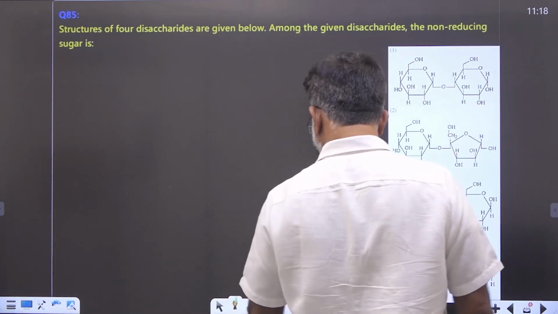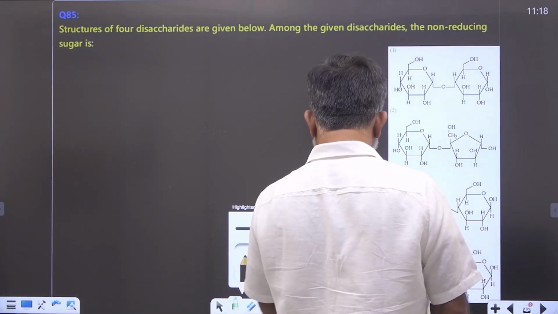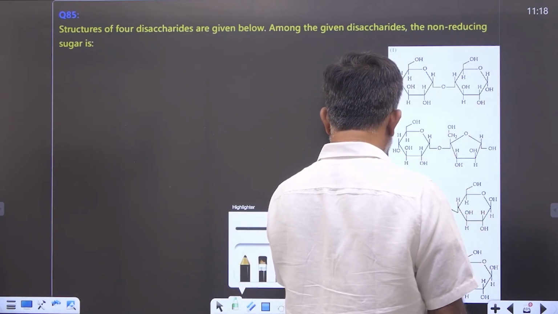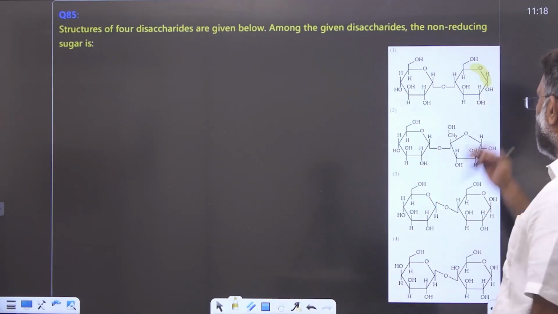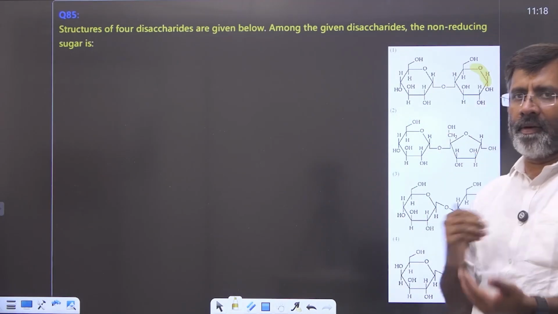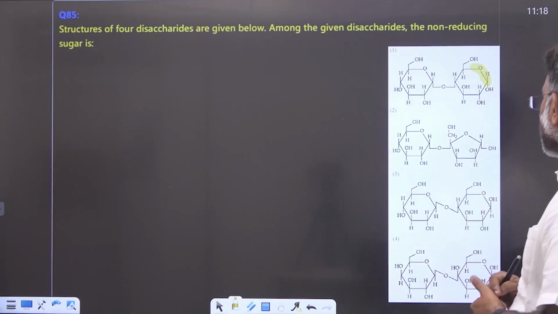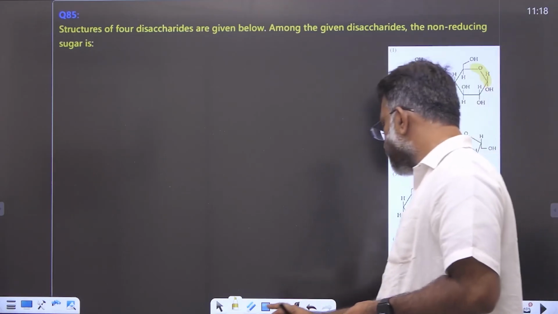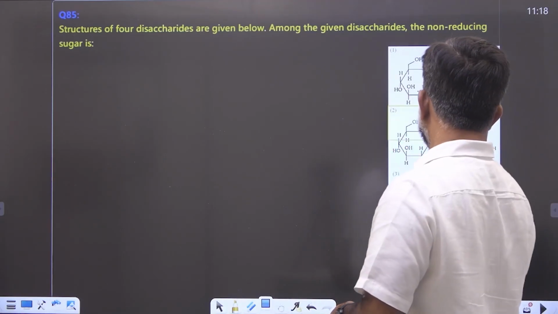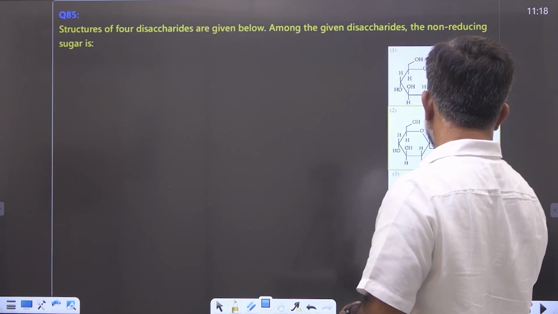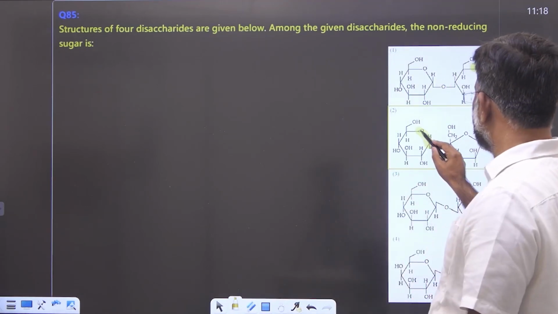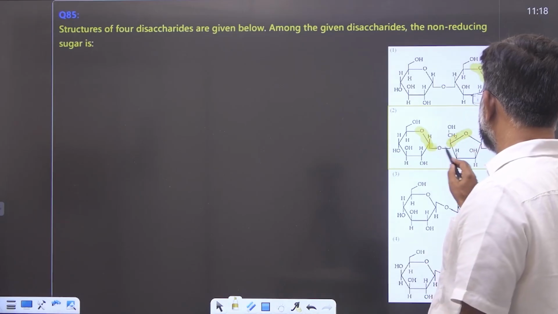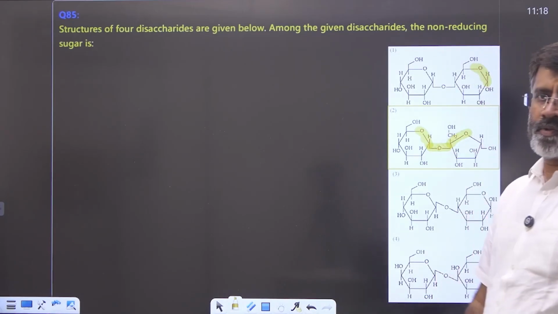You can see here we have a free functional group available. It will open up and it can reduce Tollens reagent. Answer is second choice. Here you don't have the functional group free. Here the functional group is locked. This functional group and this functional group, it is locked by glycosidic linkage.